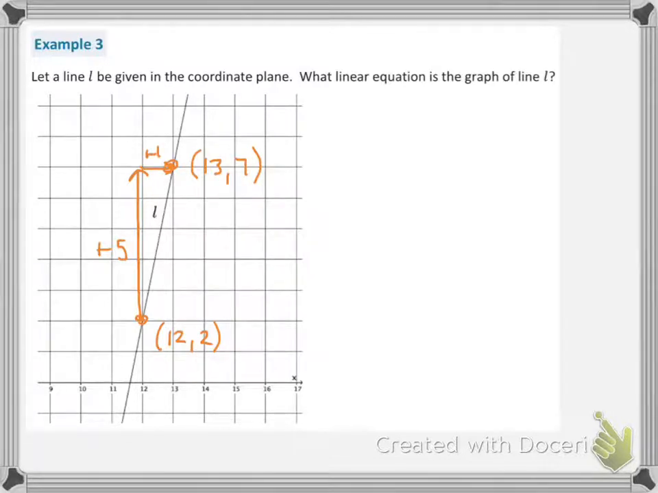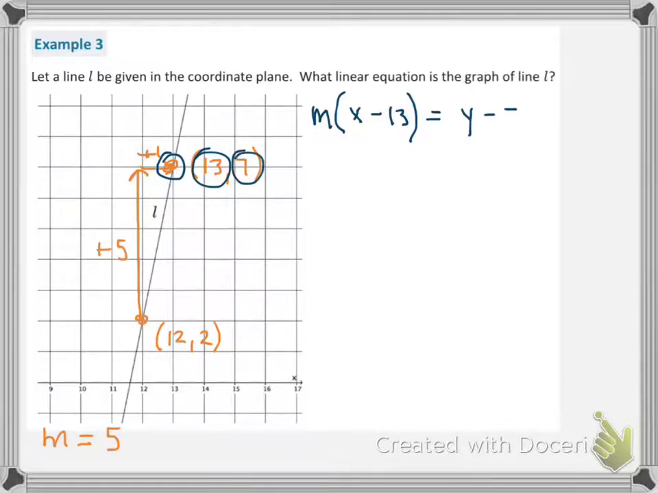So my slope is a 5. Up 5, right 1. Slope 5. And then I just use a point. Doesn't matter which one. Let's use this one this time. So I have m times the quantity x minus our x is a 13, is equal to y minus our y is a 7. Point slope form, that's the equation.